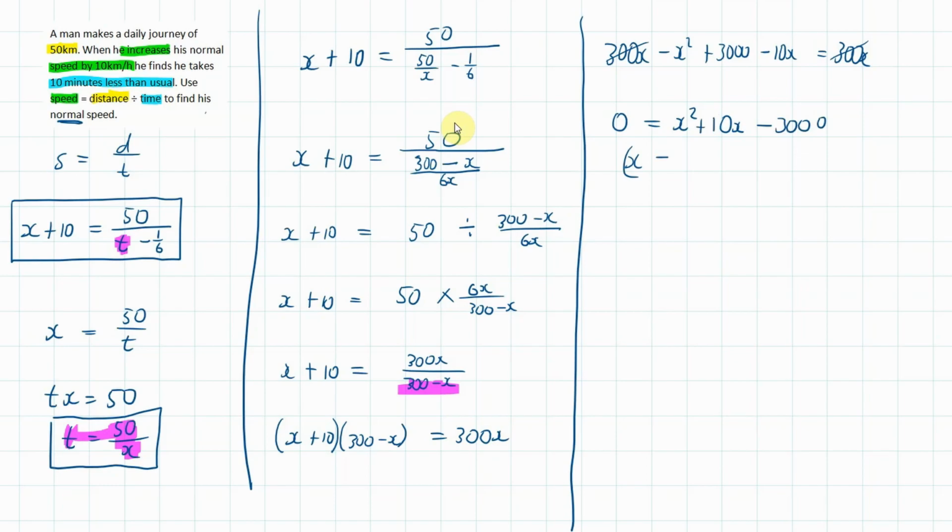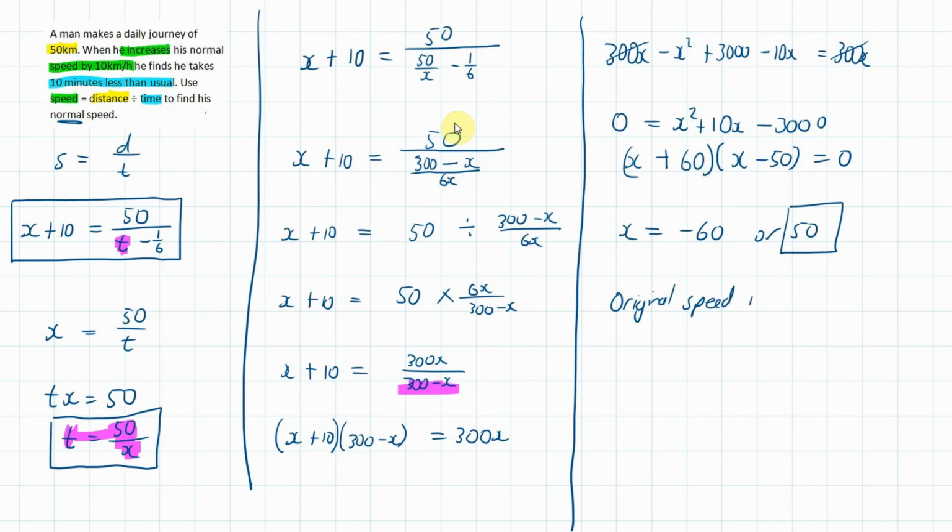So we can go x plus 60, x minus 50 equals 0. So I've factorized that, and that will mean that x is either equal to minus 60 or positive 50. Now, since we're talking about speeds here, we're going to go with this one. So the original speed is 50 kilometers per hour. And then the speed when he increases by 10 kilometers per hour is therefore going to be 60 kilometers per hour.